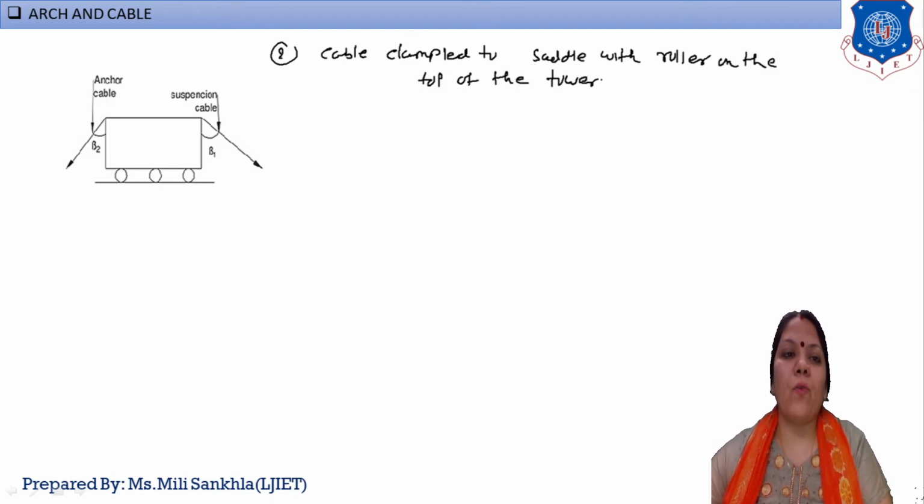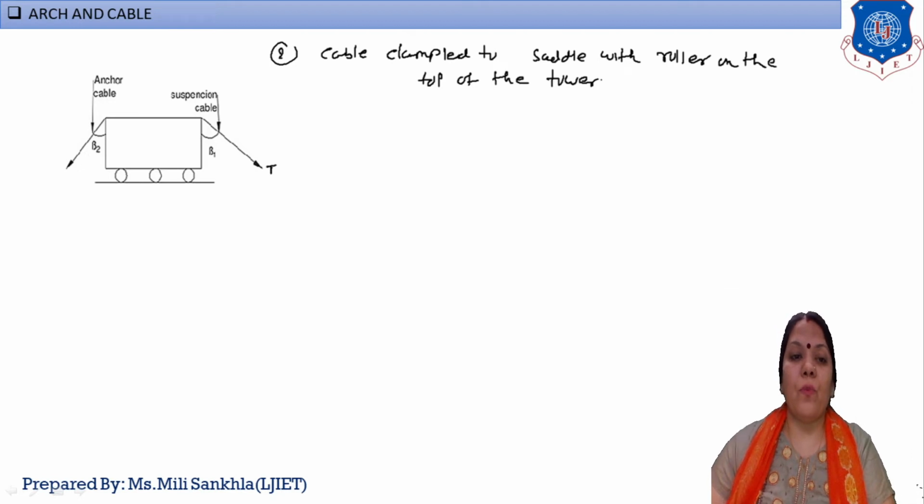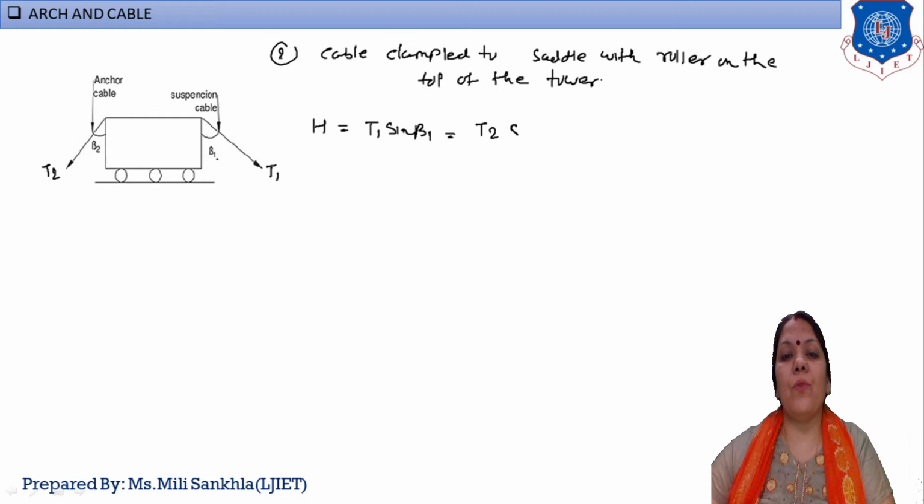Now one by one, here this force is T1 and here this force is T2, and this one is beta 1 and beta 2. Value of beta 1 and beta 2 we find out. Now what is the equation of our horizontal force? H is equal to T1 sin beta 1 is equal to T2 sin beta 2. When saddle is mounted on roller support, that is the equation of horizontal force.